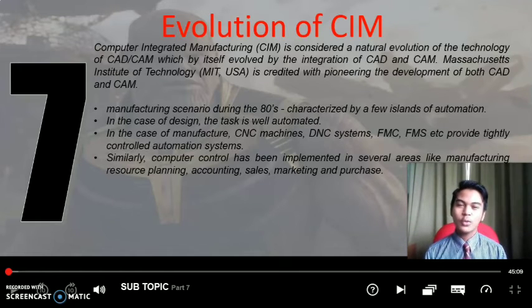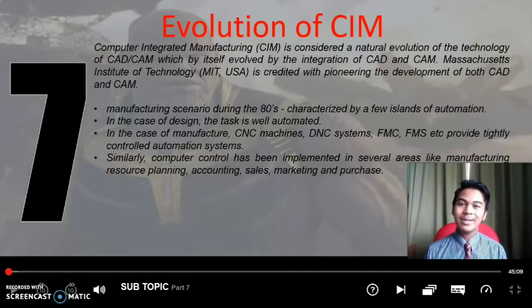Okay, computer integrated manufacturing, or CIM, is considered a natural evolution of the technology of CAD and CAM, which by itself evolved by the integration of CAD and CAM. Massachusetts Institute of Technology (MIT) in the USA is credited with pioneering the developments of both CAD and CAM.